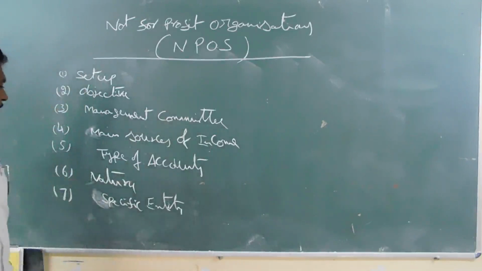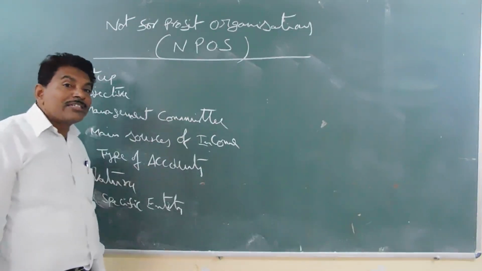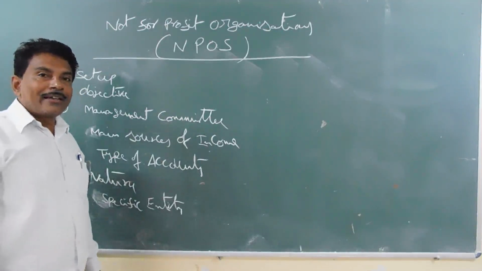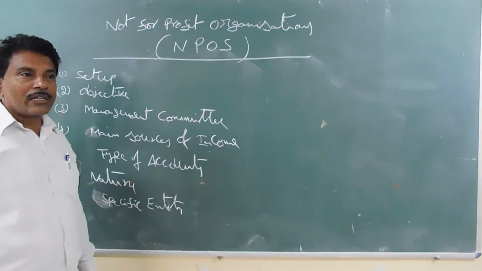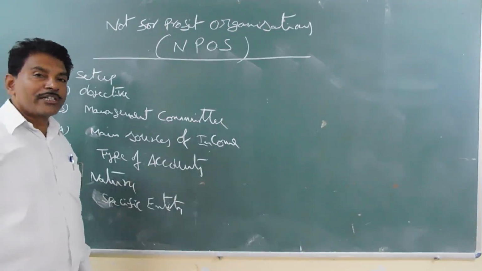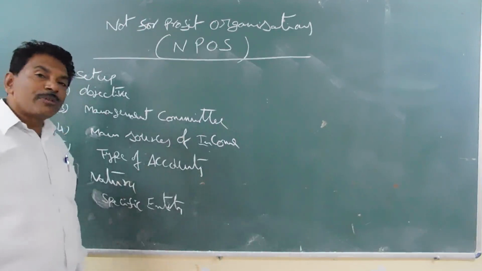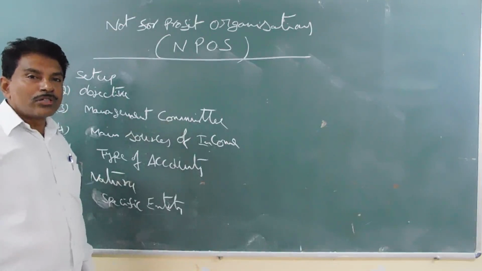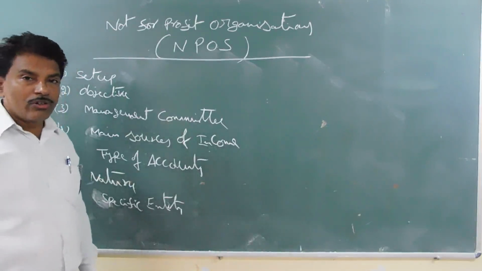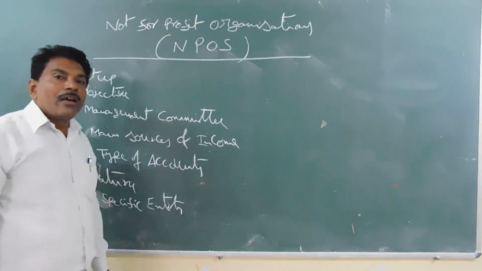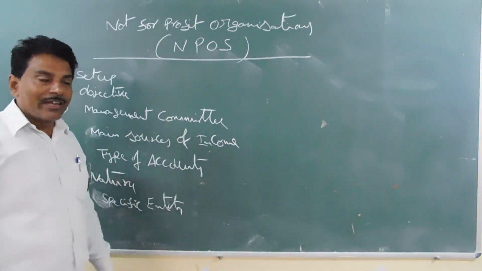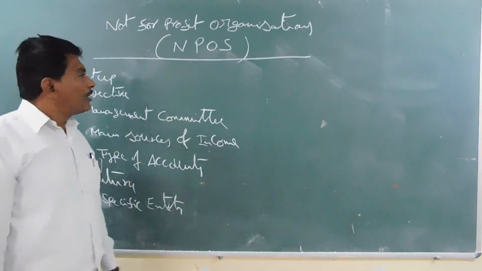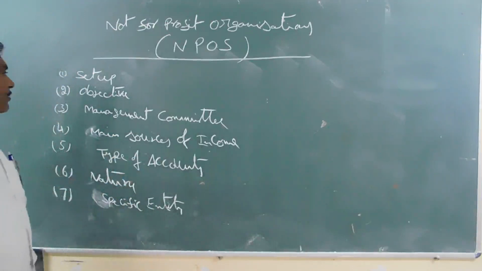So next one, nature. They are established on a charitable basis. Next one, specific entity. They get registered under the Societies Act. So that is why they have a specific entity. There is no relation between its members and the society. Members may come and go, but it continues like a river, like a living river. So that is why it has a specific entity with a specific name. So these are some of the features of the not-for-profit organization.